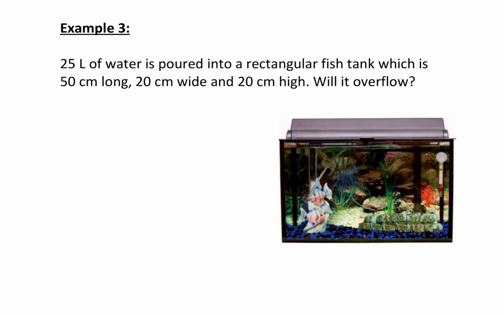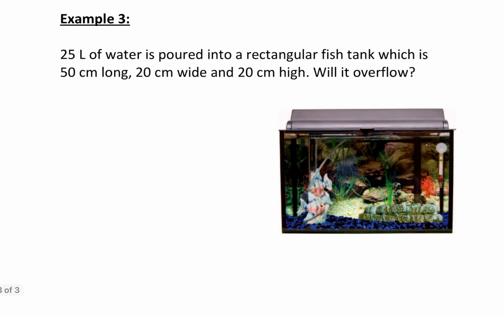All right, so we've got a bit of a word problem here. So we're going to need to visualize our solid because we don't have a nice little diagram of the solid. We have got a photo though, so that's pretty helpful. So it says 25 litres of water is poured into a rectangular fish tank, which is 50 centimetres long. We can mark that in, 50 centimetres long.